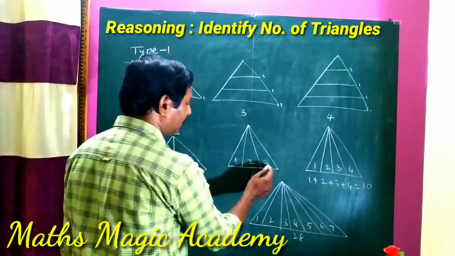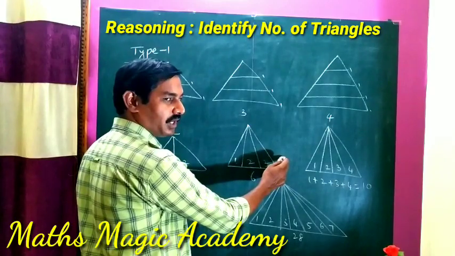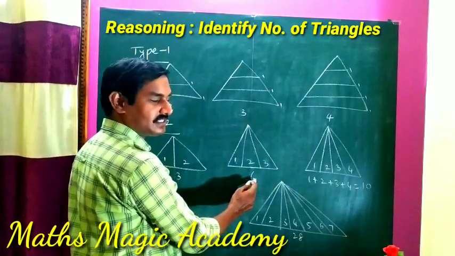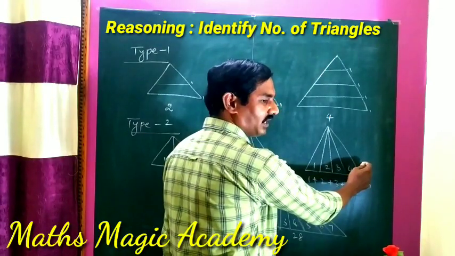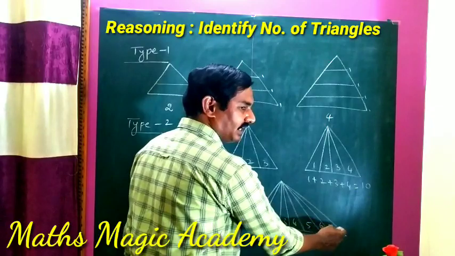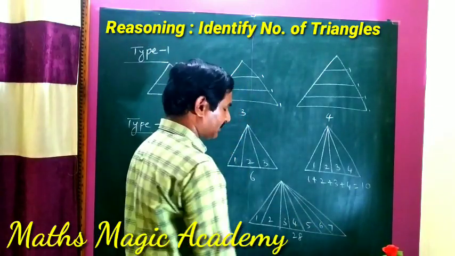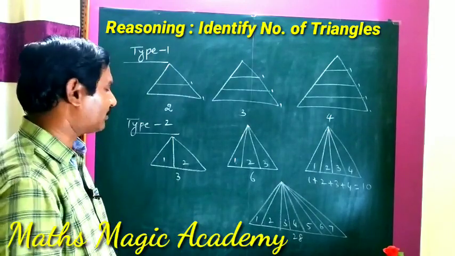Or otherwise, here 3 is there. 3 after what is there? 4. 3 4s, 12. 12 half, 6. Like here 4 is there. 4 after 5. 4 5s, 20. Half of 20, 10. Here 7 is there. 7 after 8. 7 8s, 56. 56 half is 28. Okay, like that also we can find.